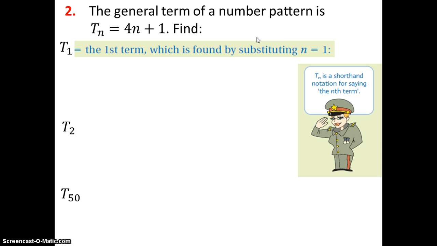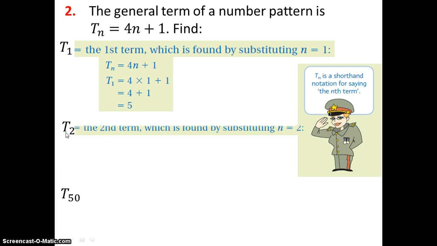So T1 is the first term, so we substitute in 1. So then, as you can see here, here is the equation. So that means 4 times 1 plus 1. So 4 plus 1 is 5. So term 2, I'll just be substituting in 2. Second term. 4 times 2 plus 1 will give me an answer of 9. So the second term using this particular pattern will be the number 9.